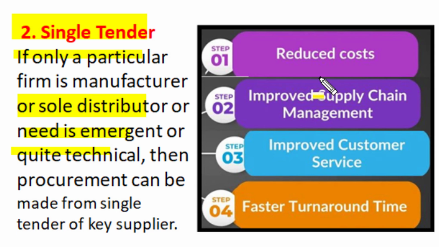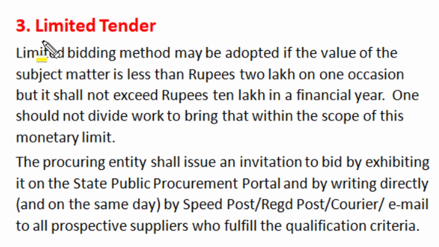Now this single tender process has some advantages. It will reduce cost of procurement and improve supply chain management. The services we receive as customers will also improve, and this will make turnaround time faster. But such a single tender won't have any transparency, and many times for economy and transparency, public procurement avoids such single tender procedure. Many times private organizations and sometimes government public organizations use the limited tender procurement process.